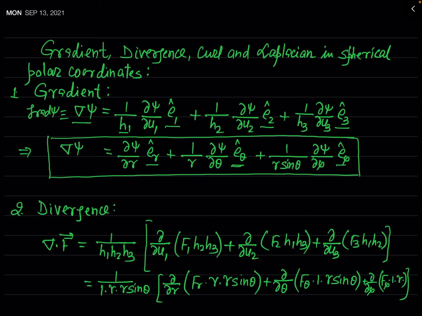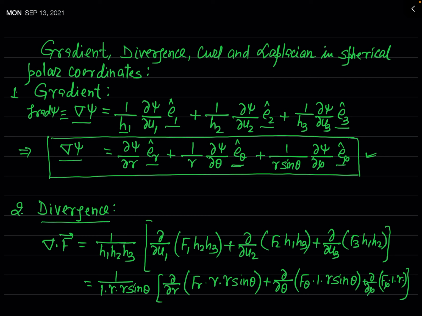So, after substituting the values of scale factors h1, h2 and h3 and replacing u1, u2, u3 by r, theta, phi, you will get the expression for gradient of the scalar function psi like this. This is del psi by del r er hat plus 1 over r del psi by del theta e theta hat. And since h3 is r sin theta, the last term will be 1 over r sin theta del psi by del phi e phi hat. So this is actually the expression for the gradient of a scalar function in a spherical polar coordinate system.